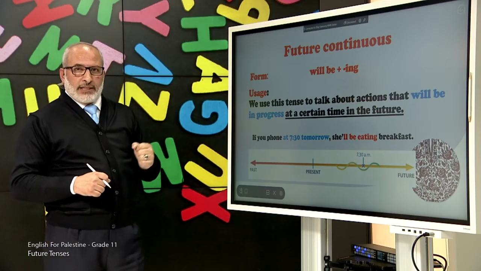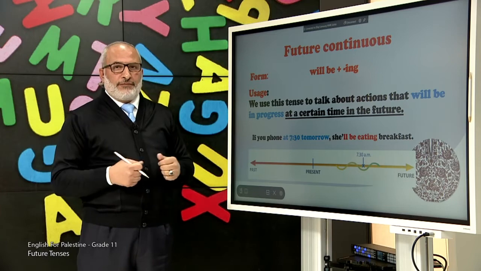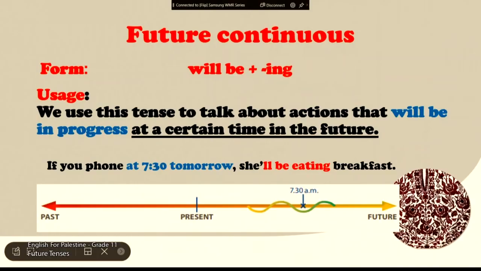Future continuous. What is the form of future continuous? Yes, will be plus the ing form of the verb. Now, when do we use this tense? We use this tense to talk about actions that will be in progress at a certain time in the future.